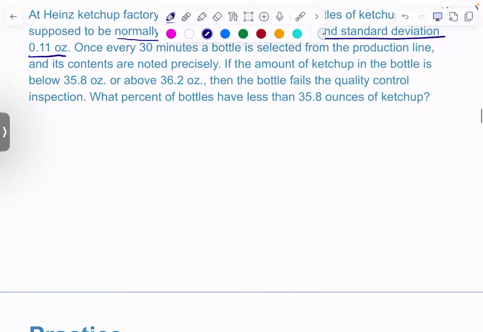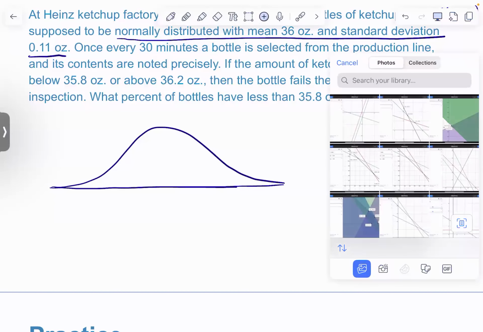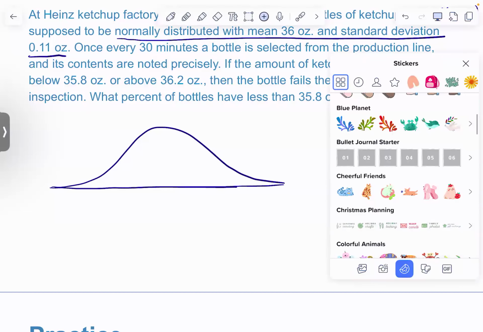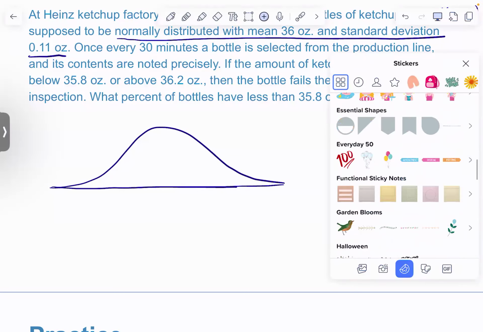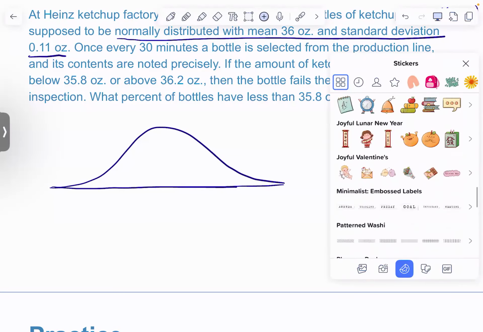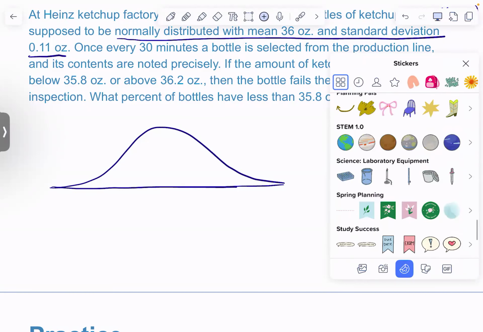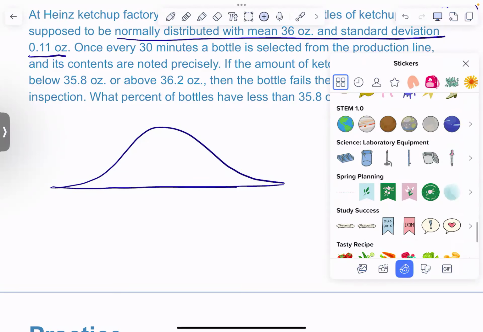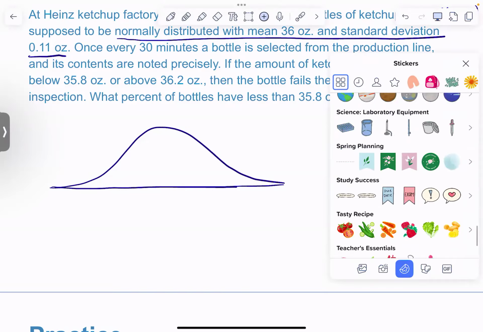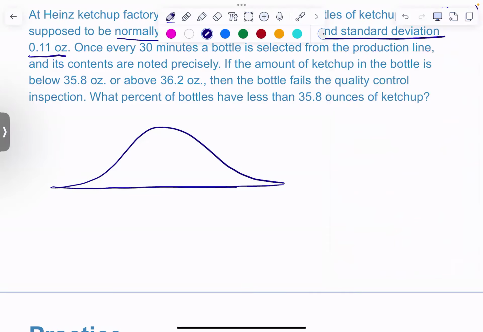So before we do anything, I'm gonna draw it out. And I always forget, and it's also kind of hard to get to, but there's a normal distribution sticker, which I think is kind of cute. But I always forget. Anyways, I'll find it for next time. Might be in the science one or something. Anyways, should be in my recents, but it's not.